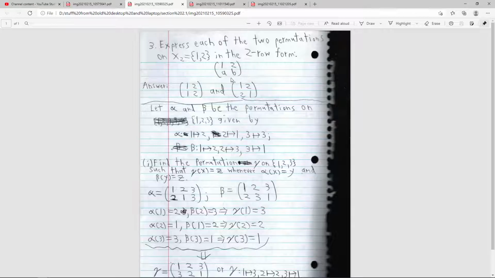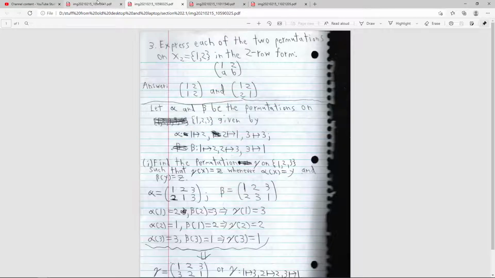In the two-row form, 1, 2, A, B. So we have to put the X2 equals 1, 2. This the permutation. You have to find the two permutations. So it's 1 goes to 1, 2 goes to 2, and 1 goes to 2, 2 goes to 1. I'm using the two-row form here.